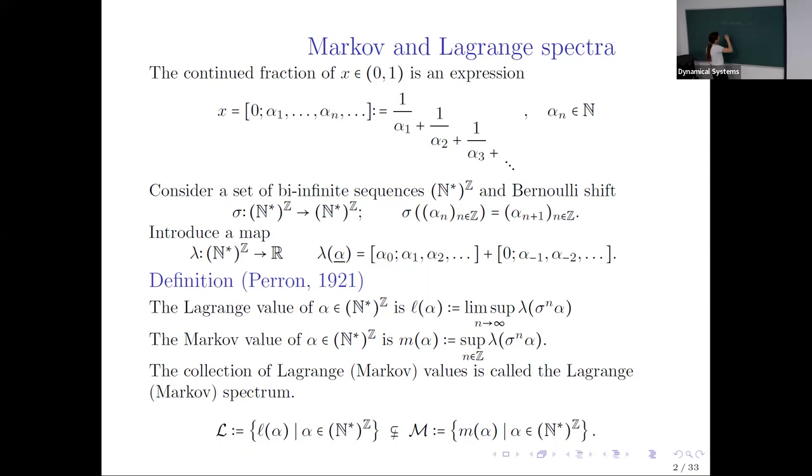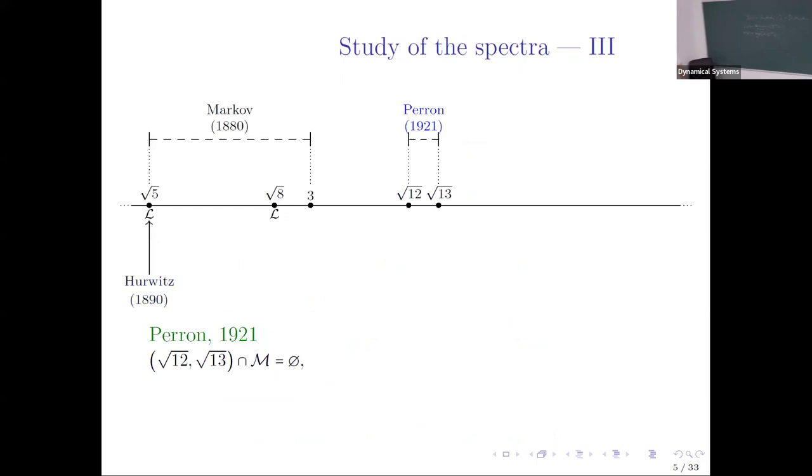Define the function lambda, which takes the sum of two continued fractions, which one obtains from the bi-infinite sequence. Then the Lagrange number of the sequence is the limit supremum of the function over the orbit. And the Markov number of alpha is just the supremum of all possible values of the object. This is the advantage of having a blackboard, that you can fit more at the same time.